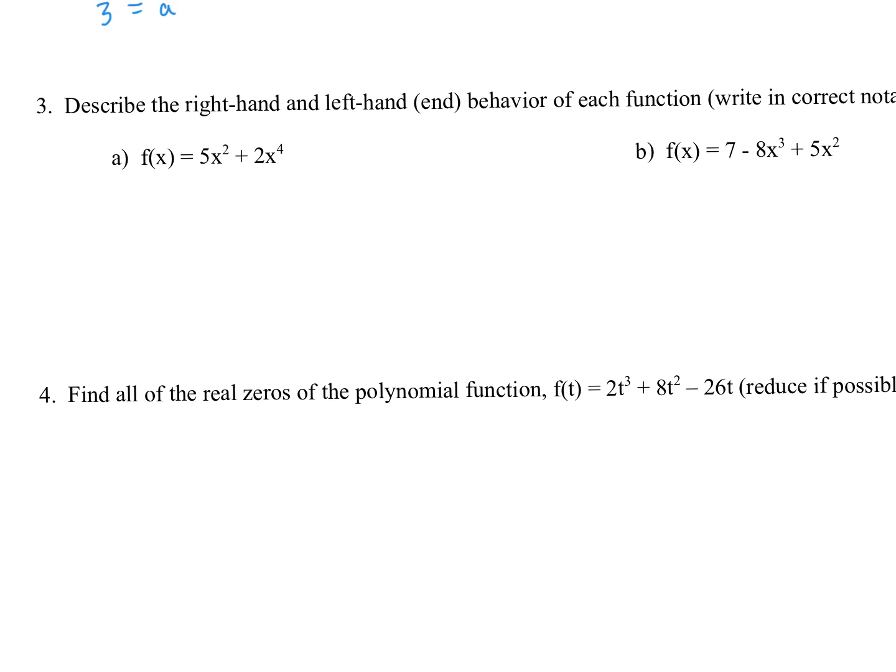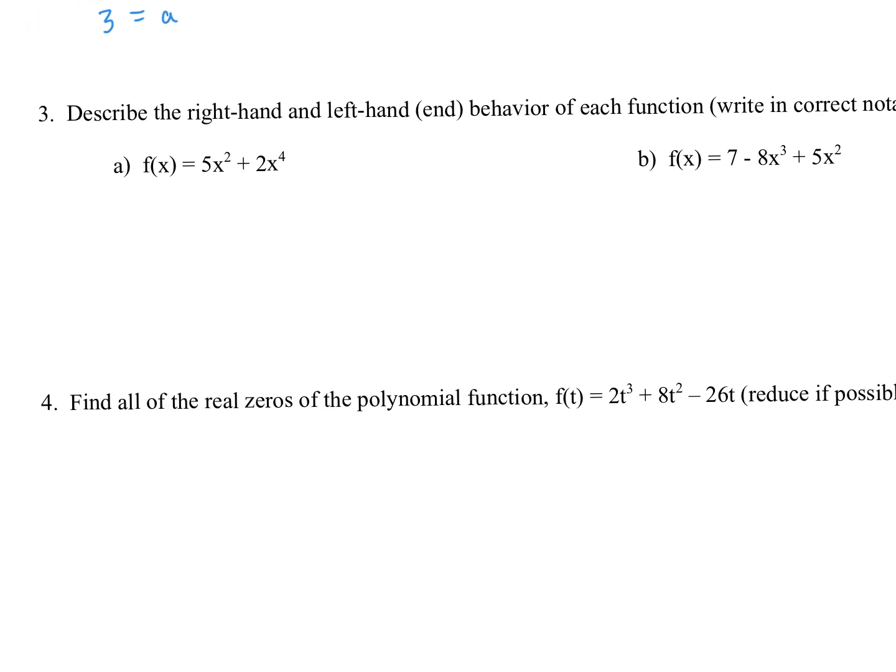Number 3, find the right hand, left hand behavior. Here, the biggest exponent determines it, and this is a positive one. So if I quickly graph this, and you don't have to do this, I just want to know what the right hand and left hand are doing. But it's an x to the 4th, so it kind of looks like this going up. It doesn't have to be exactly like that, but it should somewhat look like that. So I know that my right hand is going up and my left hand is also going up.